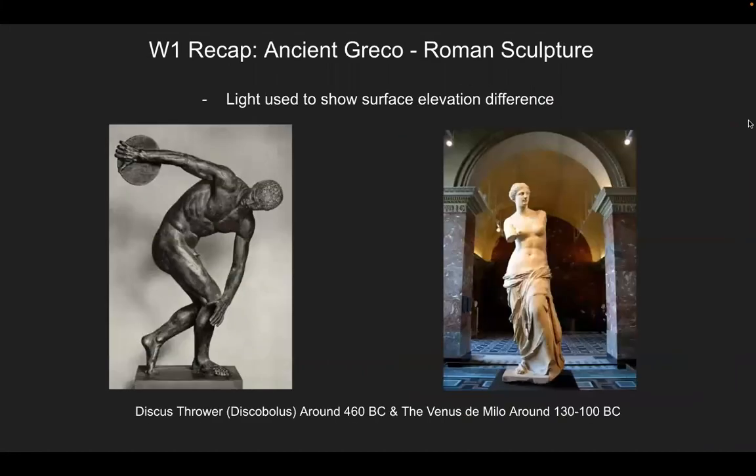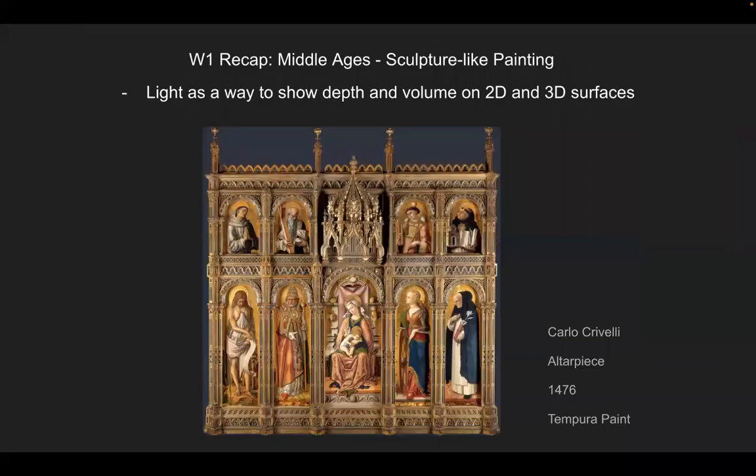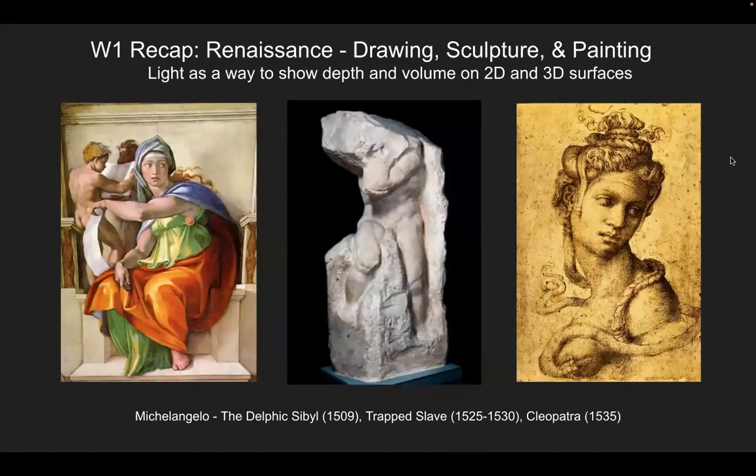In the ancient Greco-Roman times, light was used to show surfaces elevation and the differences in surface elevation. In the Middle Ages, light was used as a way to show depth and volume on 2D and 3D surfaces. In the Renaissance era, drawing, sculptures, and paintings were shown with depth using light. So a continuation of the medieval times before.